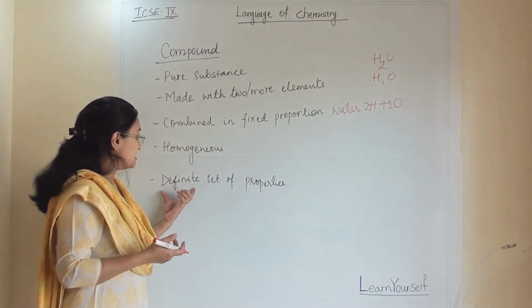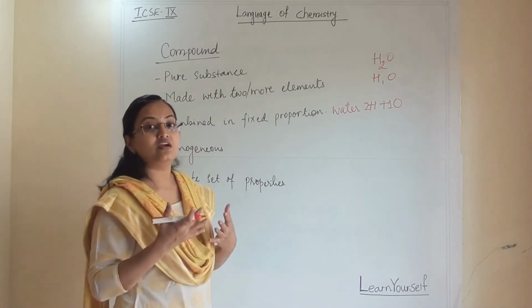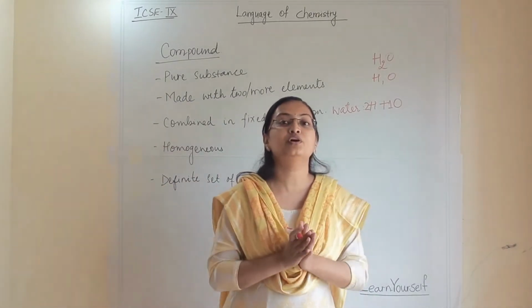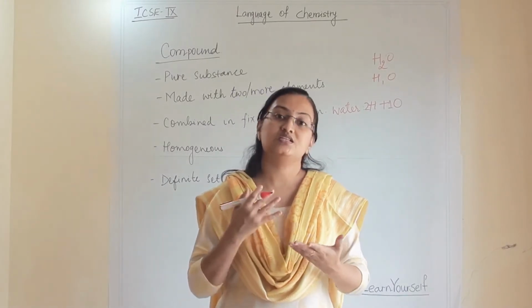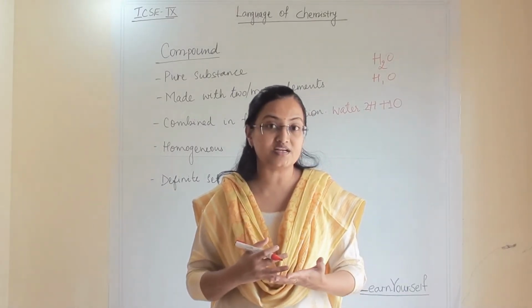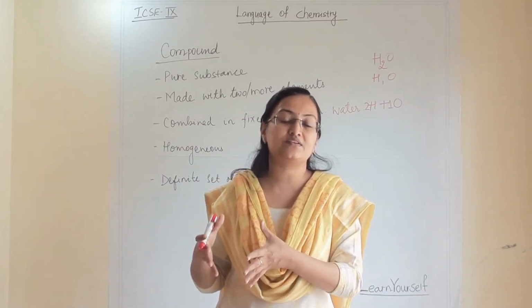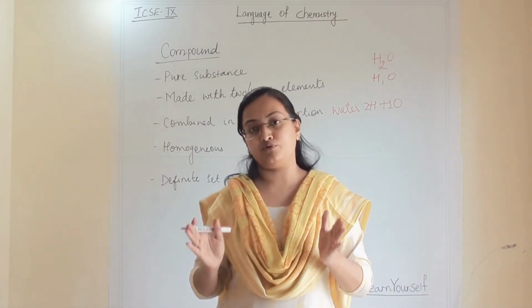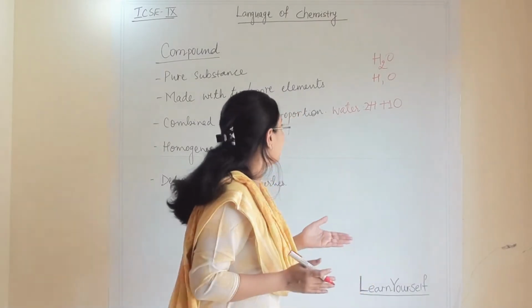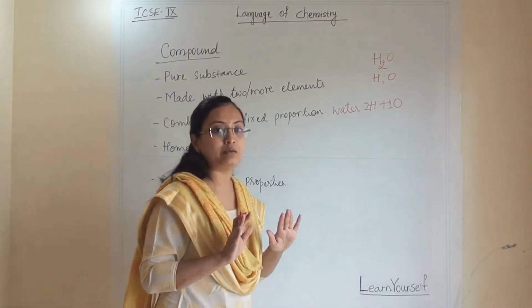The last one is that it has a definite set of properties. Each and every compound shows some particular properties. They have fixed melting points and fixed boiling points. They show some physical characteristics and some chemical characteristics. So they have a definite set of properties. So these are the characteristics of a compound, and it is very easy. There are 5 basic main characteristics of a compound.